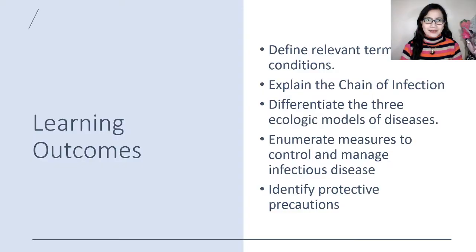For the learning outcomes, at the end of this discussion, the students will be able to define relevant terms and conditions, explain the chain of infection, differentiate the three ecologic models of diseases, enumerate measures to control and manage infectious disease, and identify protective precautions.